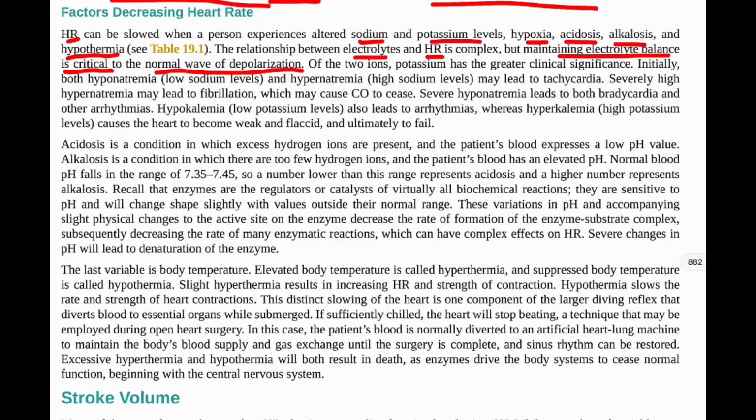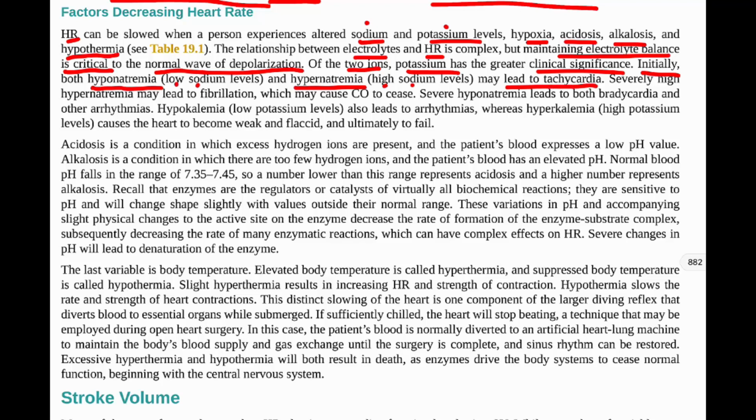So of the two ions, when we're talking about sodium and potassium, because we already talked about calcium in the increase in heart rate, sodium and potassium actually has the greater clinical significance. It's more important to look at potassium levels and see a difference there. So let's first look at sodium and then we'll look at potassium. So initially both hyponatremia, which are low sodium levels, and hypernatremia, which are high sodium levels, both lead to tachycardia, which is an increase in heart rate.